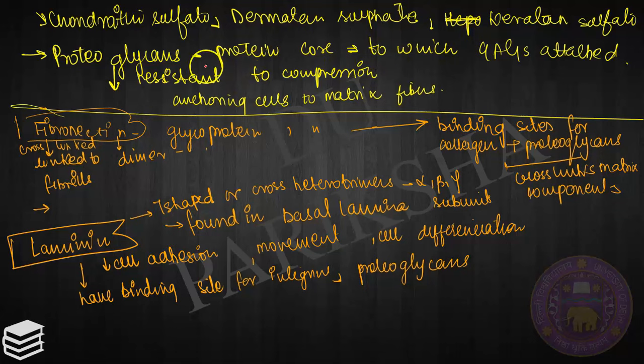So we also have proteoglycans. Proteoglycans have a protein core to which glycosaminoglycans are attached, and they provide water retention, resistance to compression, and anchor cells to the matrix. Then we have adhesion proteins, the third class of the ECM constituents. They are responsible for linking components of the matrix to one another and to the surface of the cell.